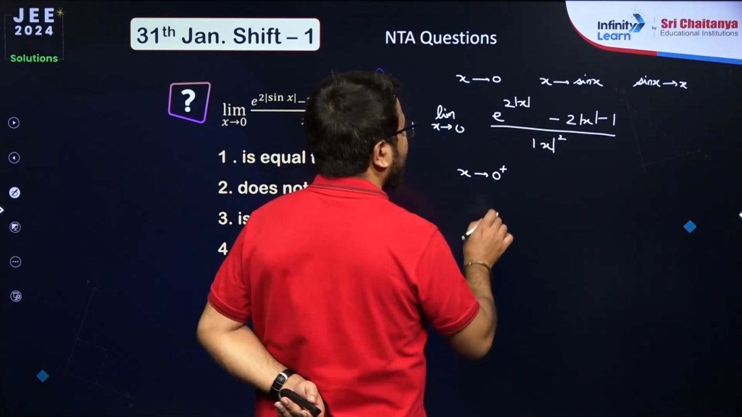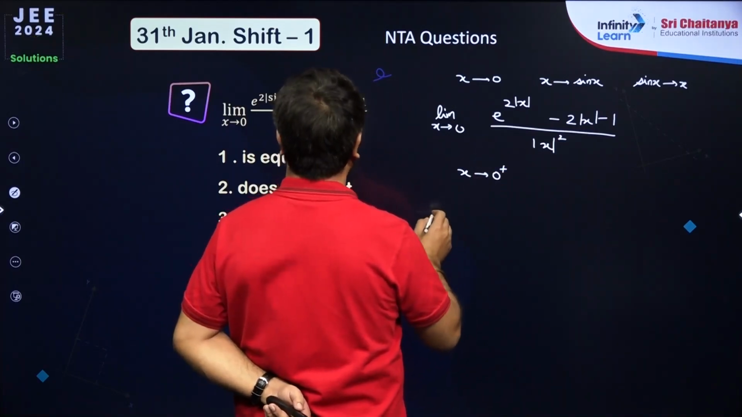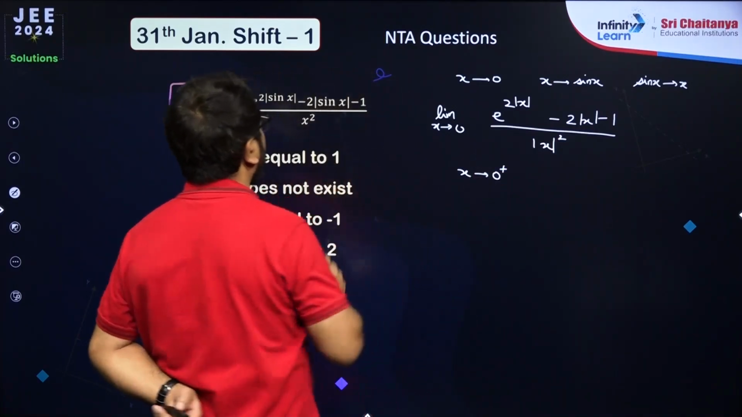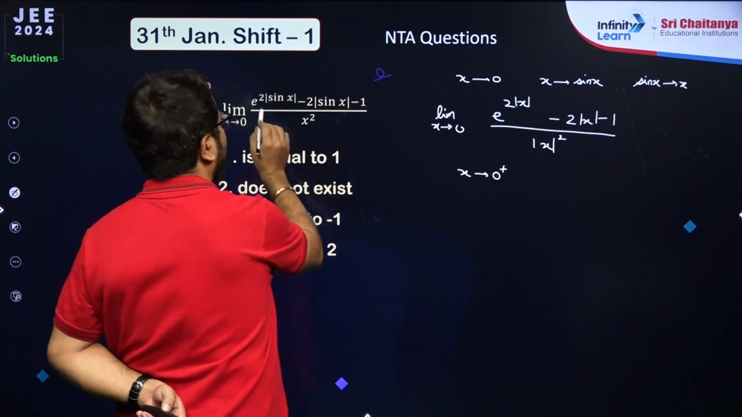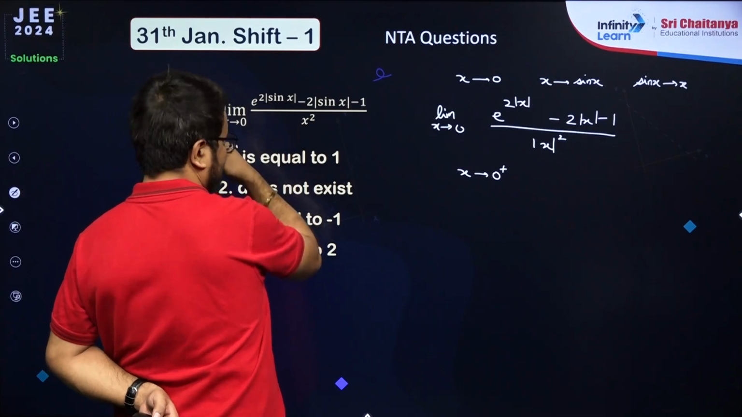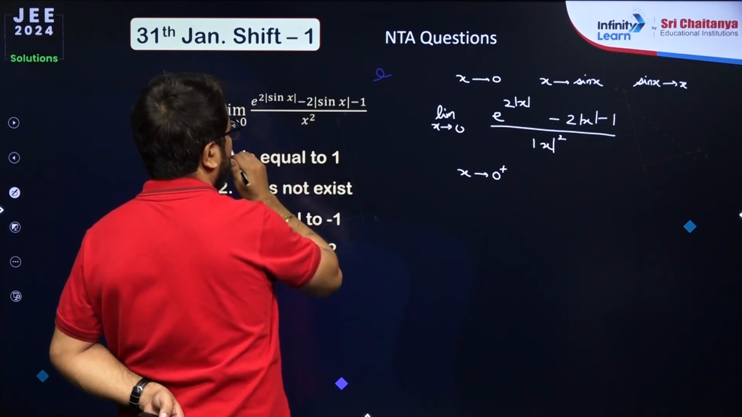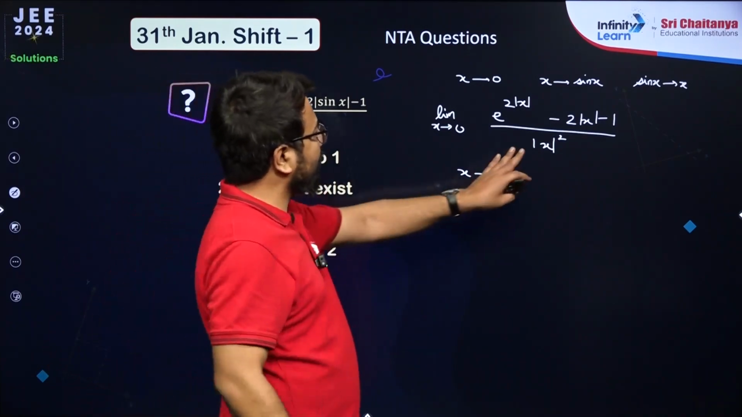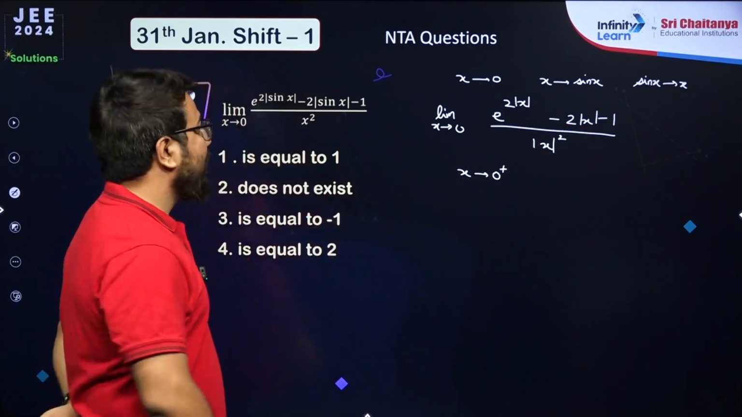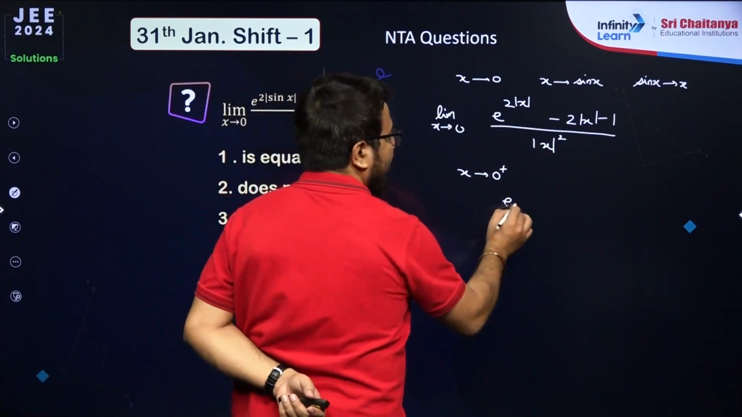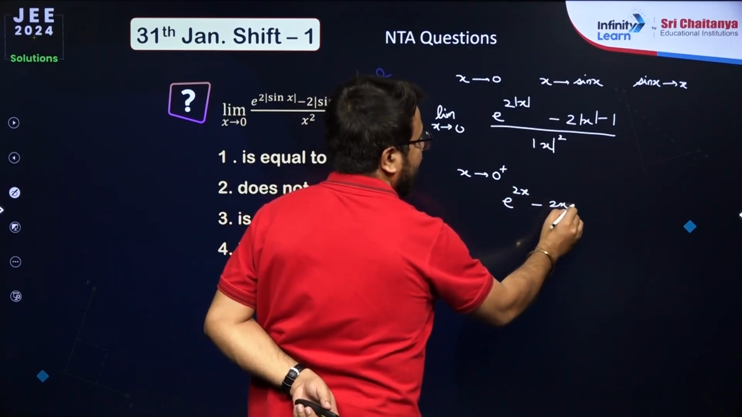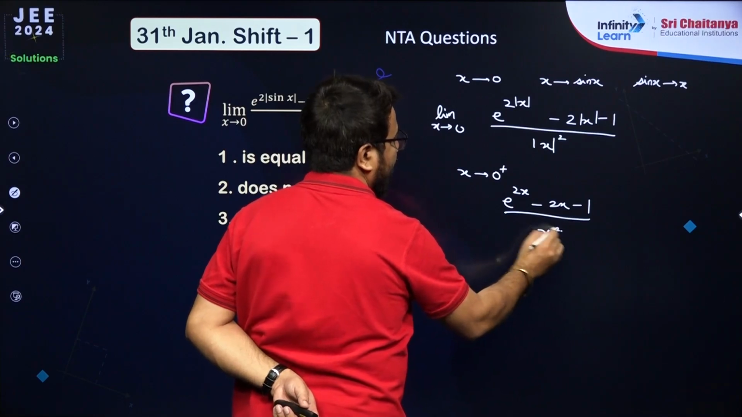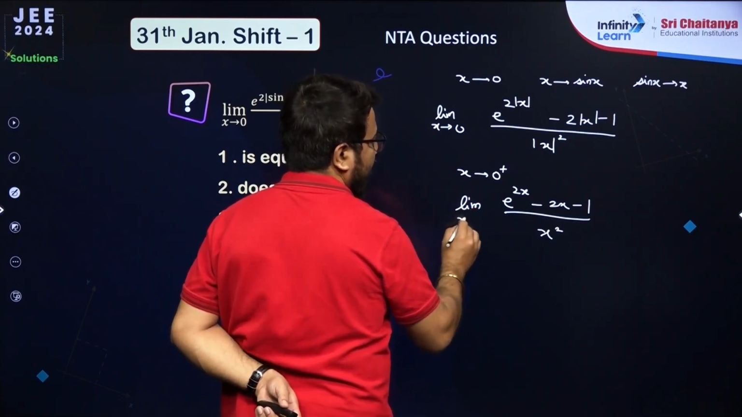Here I think it should be plus 1, because to make it a 0 by 0 form, I think the question needs to be rectified. e raised to the power 0, then minus 2, yeah, no, plus 1. The question is perfect, no problem with that. So for x tending towards 0 plus, it is e raised to the power 2x, then minus 2x, then minus 1, over x square, and the limit of x is tending towards 0 plus.